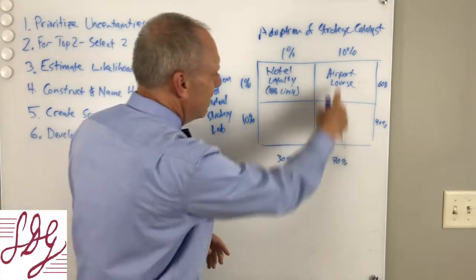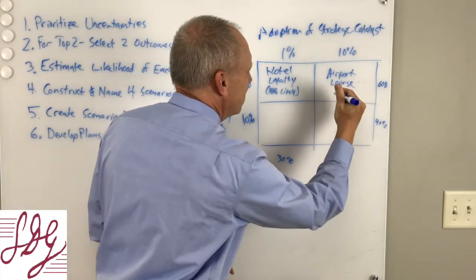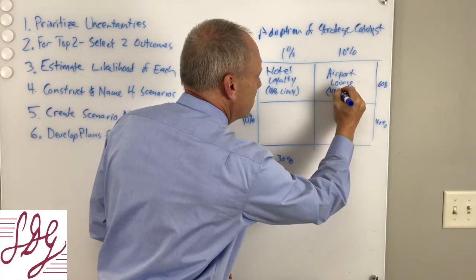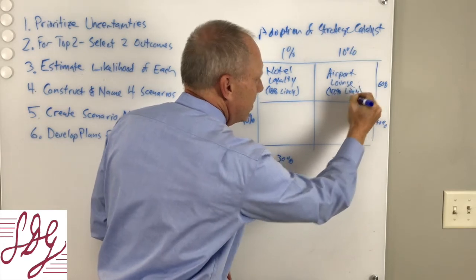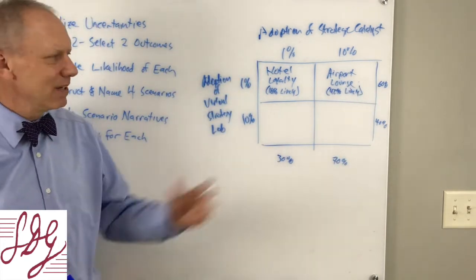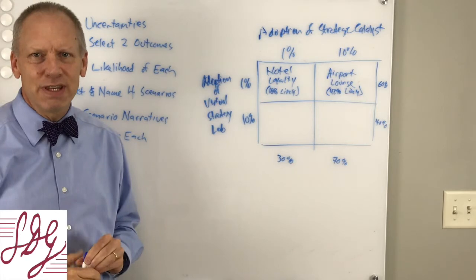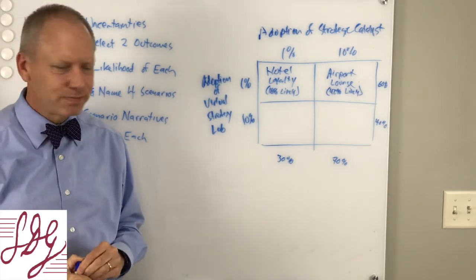So again, if we take the numbers here, this is our most likely scenario. So 60% times 70% gives us a 42% likelihood for this scenario out of the four.